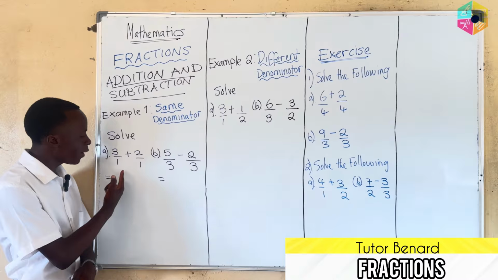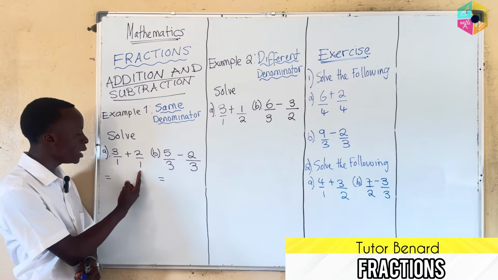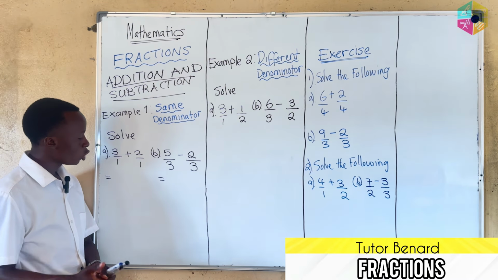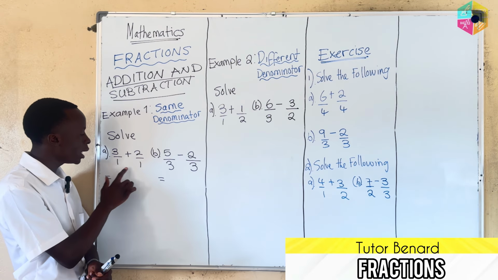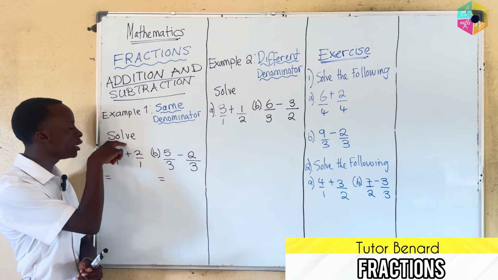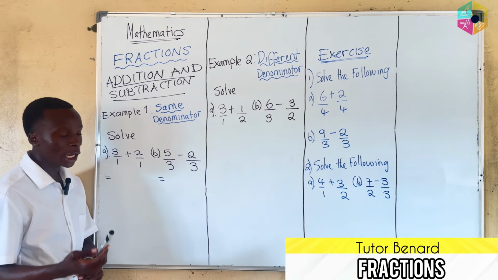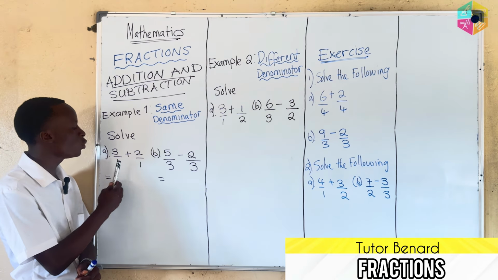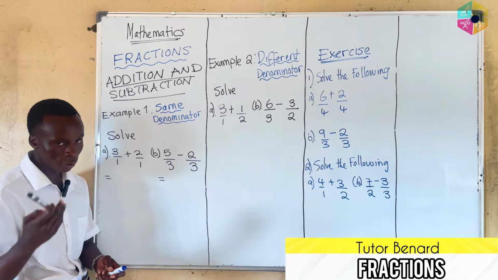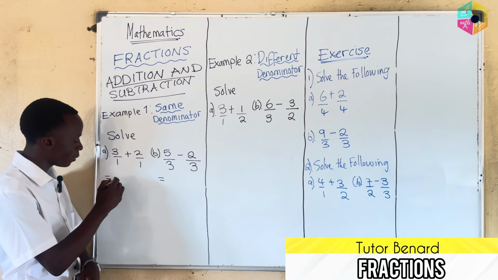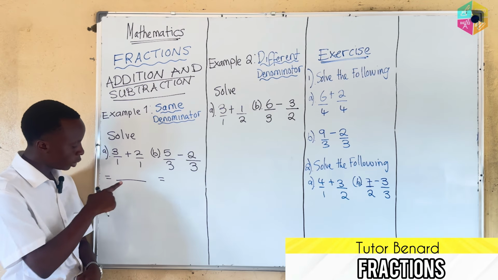Whenever you have fractions with the same denominators, this is very simple. Since we have the same denominators, you just have to add the two numerators, the two numbers which are on top. Every time you have the same denominators, you just add the two numerators. So this is the first step.